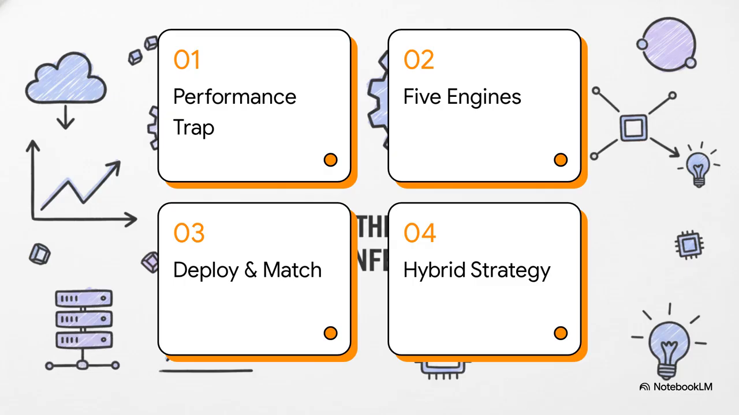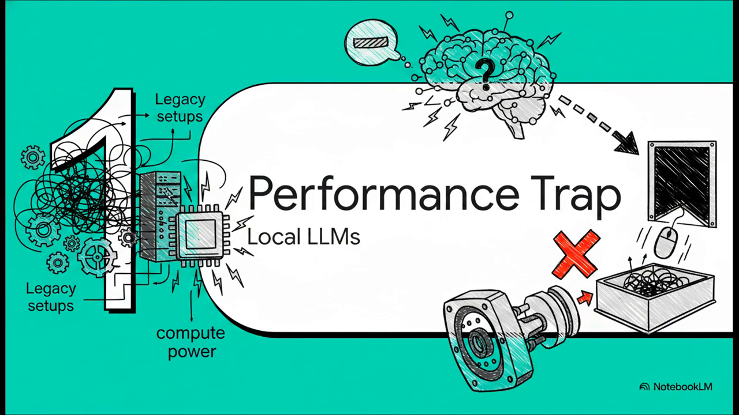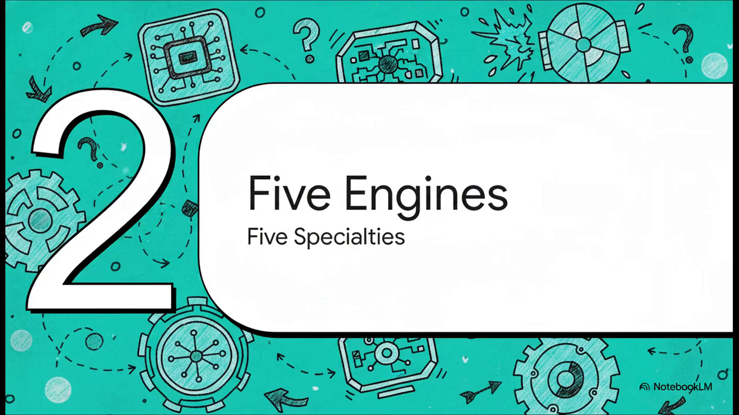Okay, so here's our roadmap for your architecture design today. We're going to move logically from understanding the performance trap of legacy setups, take a rapid-fire tour of the 5 distinct engines dominating the field, build out some hardware-driven deployment scenarios, match specific workloads to these frameworks, and finally, design an intelligent enterprise routing strategy. Kicking things off with Section 1, the performance trap of local LLMs. Moving right along to Section 2, 5 engines, 5 specialties.